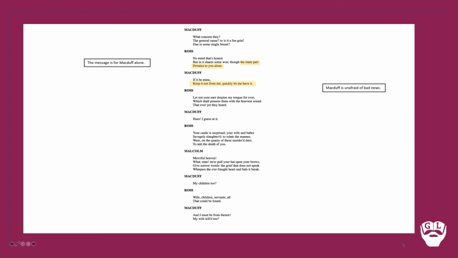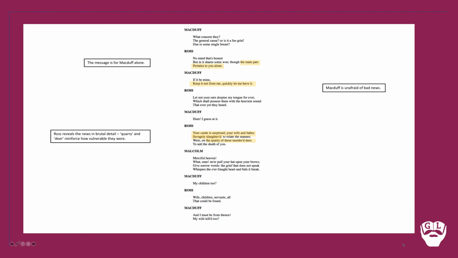Ross is really afraid to say this, and then he comes towards it. "Your castle is surprised, your wife and babes savagely slaughtered. The quarry of these murdered deer to add the death of you." Notice this idea of the brutal detail here. Ross doesn't pull back from giving out the actual details, whereas Macbeth previously hides details.